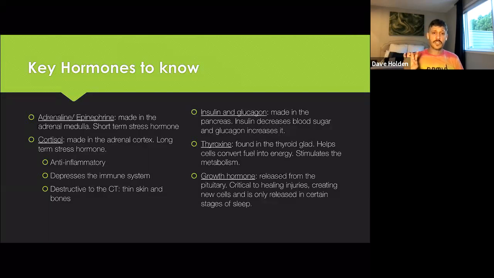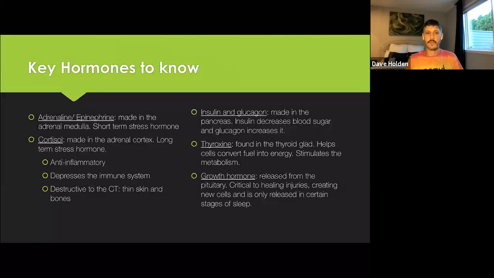The second function is to depress the immune system. Again, I can't afford to have an allergy attack while I'm running away from a bear. The third is that in the long term, it can be destructive to connective tissues. So it can lead to things like thin skin and thin bones. Bone is classified as a connective tissue. Good stuff? Good stuff.